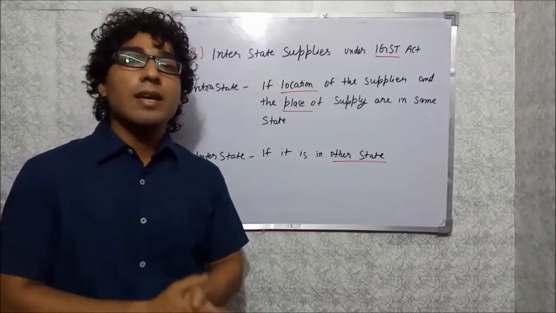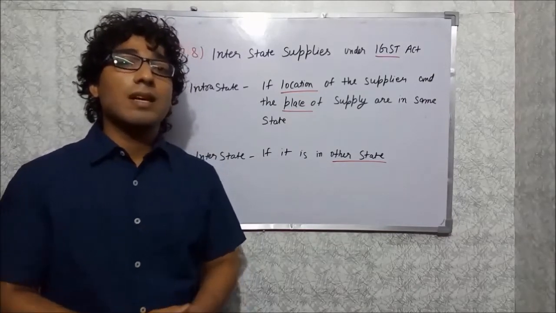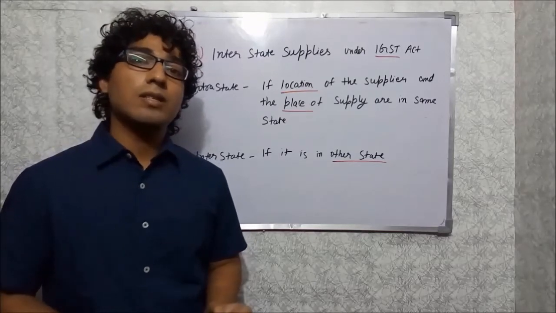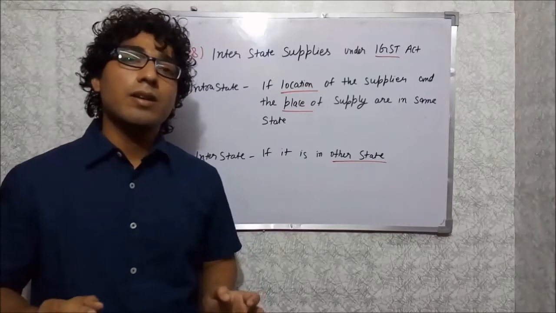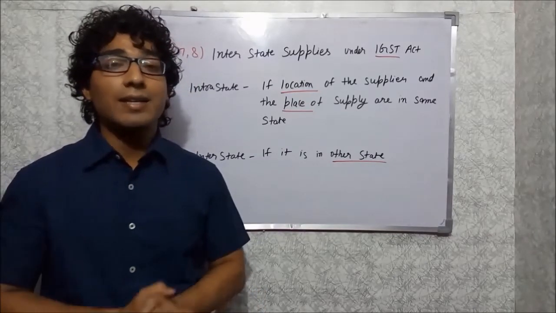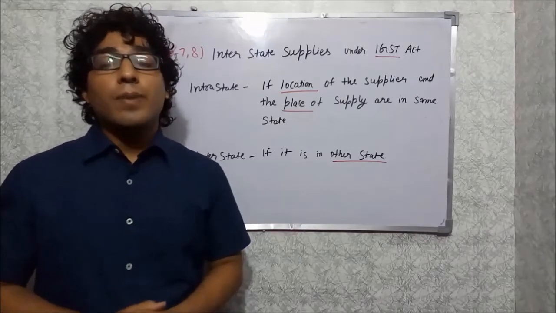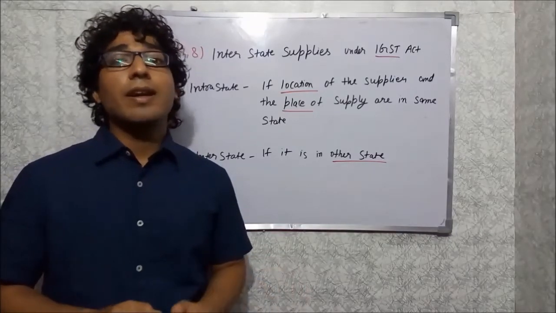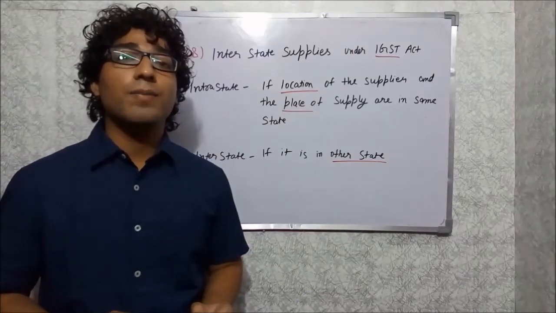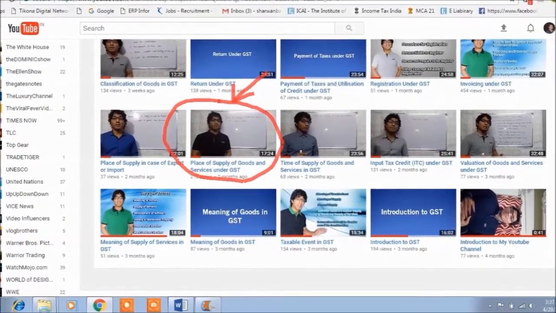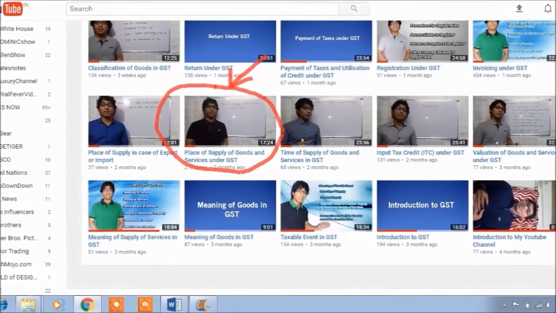So if there is an intrastate supply of goods or services, then CGST and SGST will be levied, and if the supply is interstate or outside the state, then IGST will be levied. But for more detail, you have to check out my other videos on how to determine the place of supply of goods or services. So check out the other video if you want to know more about it.